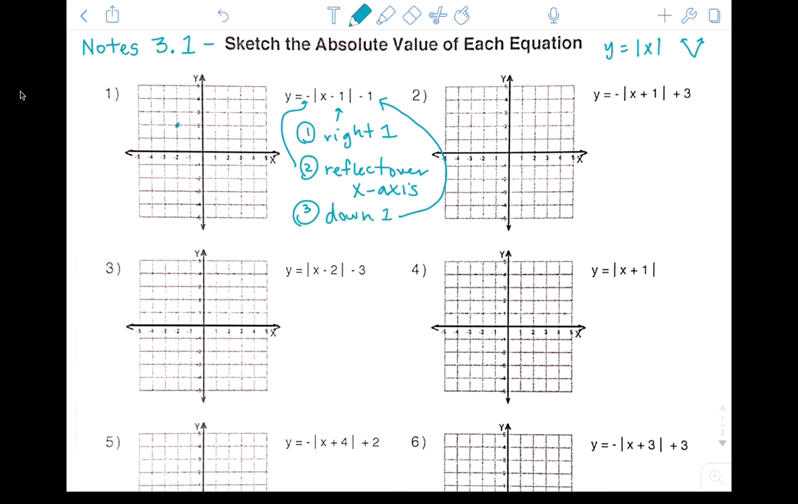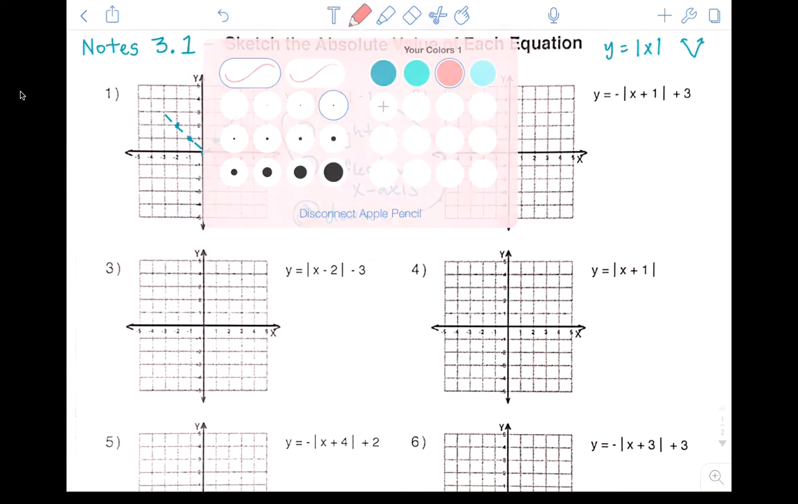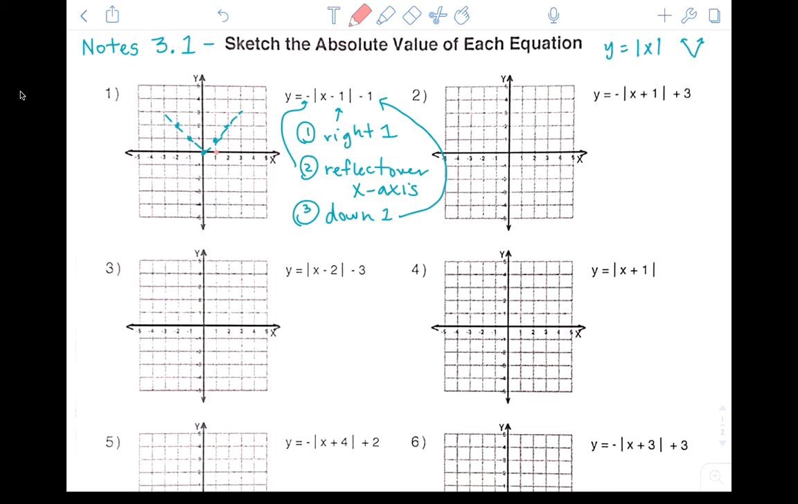If the parent function is here, negative 2, 2, negative 1, 1, 0, 0, 1, 1, and 2, 2, and we take each of those points and we literally go right 1, reflected, that's not going to move, and then down 1, right 1, reflected, and then down 1, right 1, reflected, and then down 1, you can easily see the new function, the new graph.